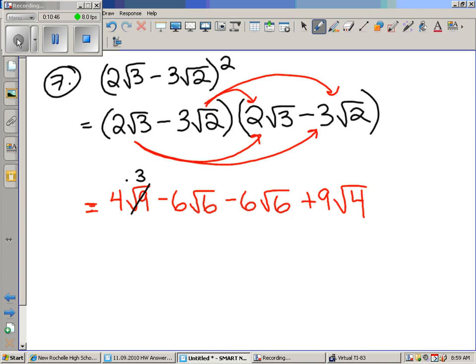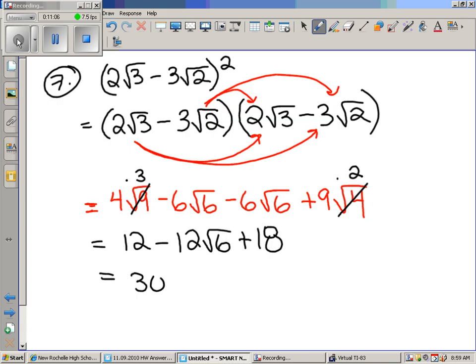These two, the stuff in the middle, doesn't really go together. This over here is going to be a 2, so that's like 9 times 2. And so here's what we've got. We got 12 minus 12 radical 6s plus 18. Final answer is just, what is that, 30? 30 minus 12 square root of 6.